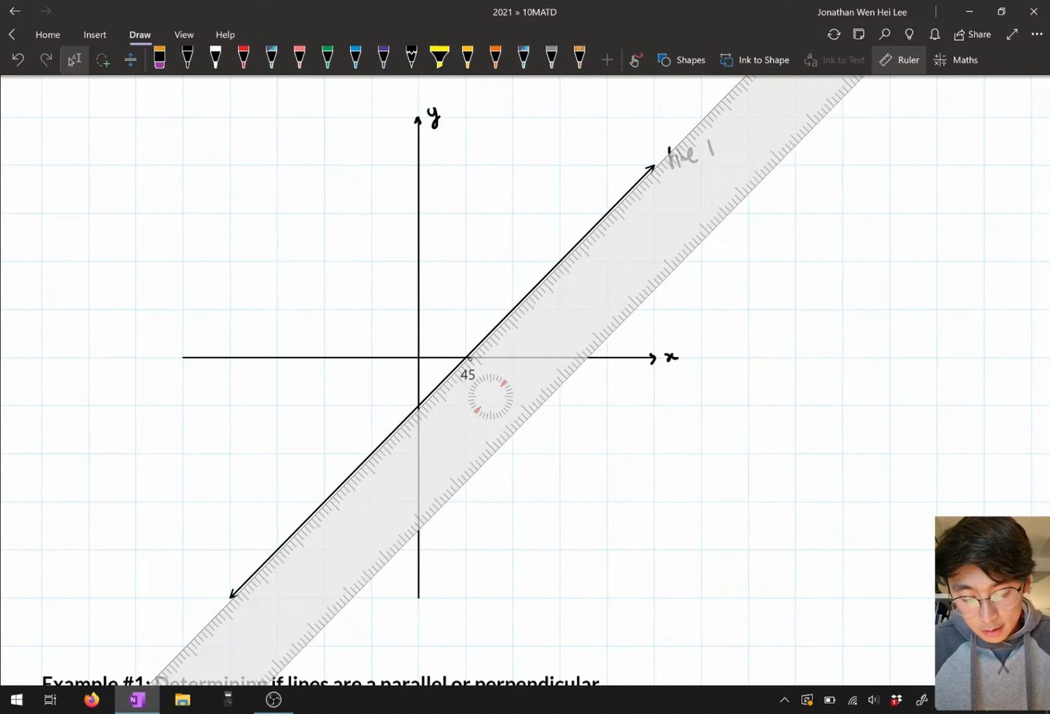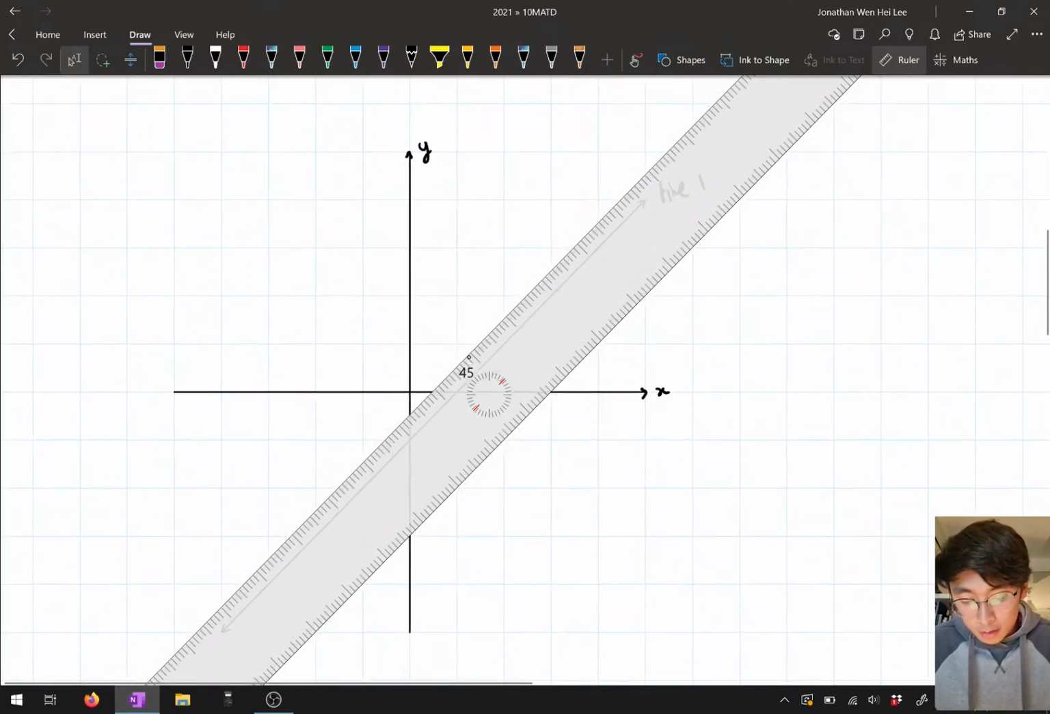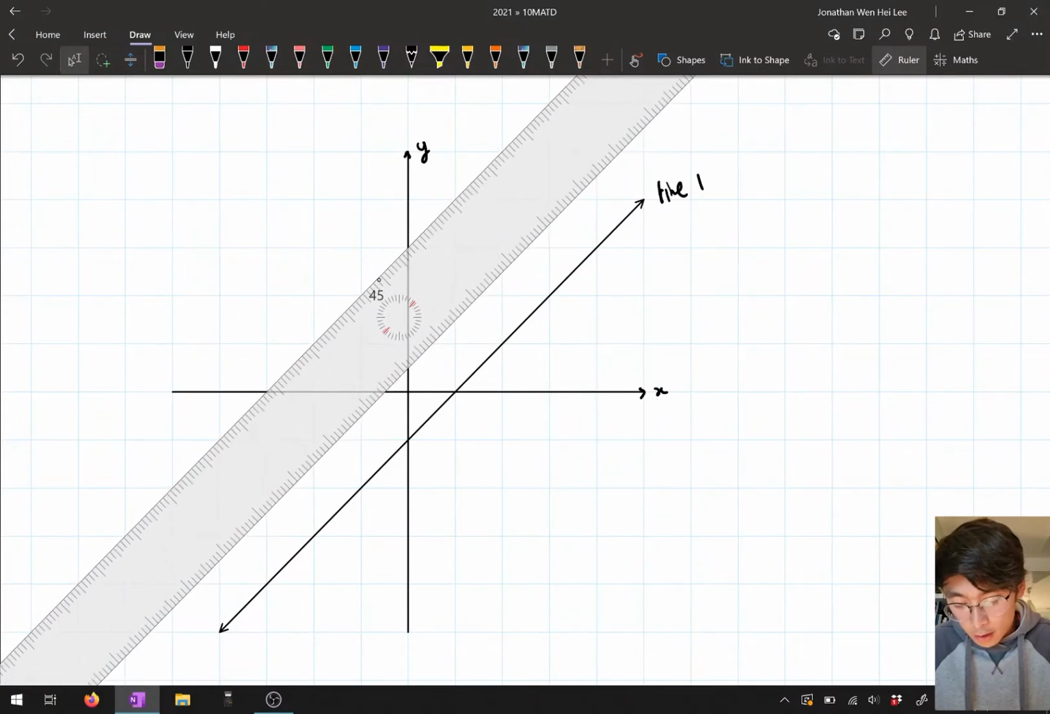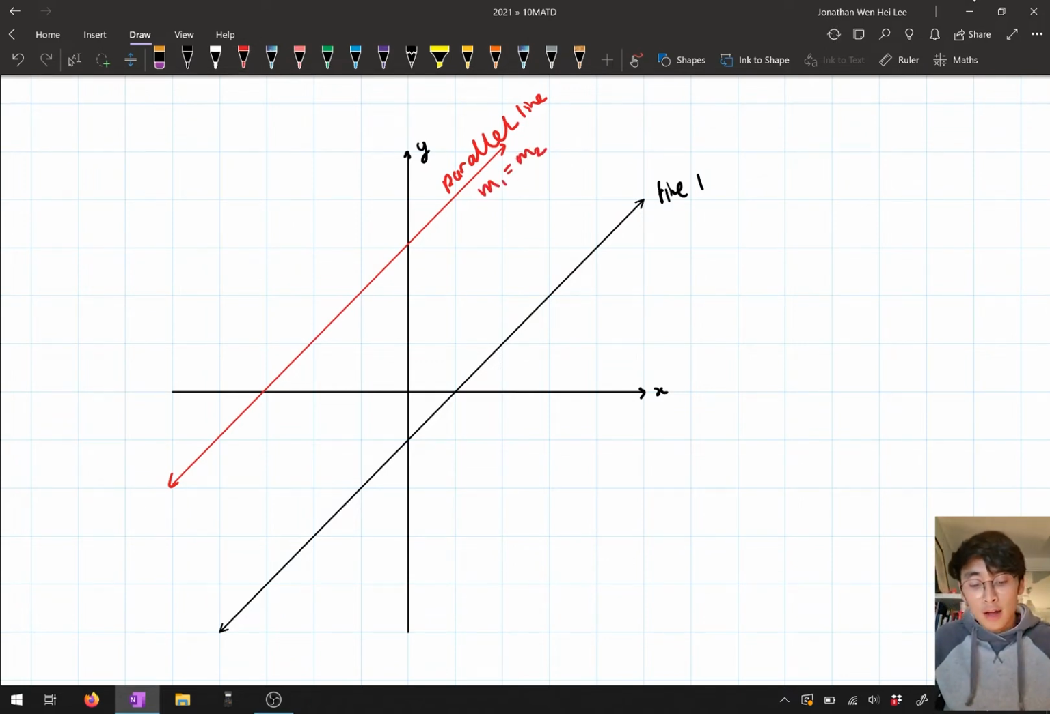It's this particular angle. So if I draw another line on my Cartesian plane, say for example over here, with the same gradient, these two lines would be parallel. So this is an example of a parallel line. And so the condition for parallel lines that we said was m1 is equal to m2. So if our two lines are parallel, it means that they have the same gradient.